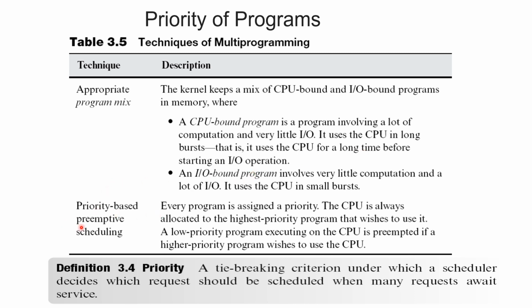Next, priority based preemptive scheduling. We know that priority is a numerical number assigned to each and every program, and preemptive means that when high priority interrupts or programs occur, the low priority ones are removed and the resource is allocated to the high priority one. That is called priority based preemptive scheduling. Here the definition is given: priority is a rating criterion under which the scheduler decides which request should be scheduled when many requests await service.